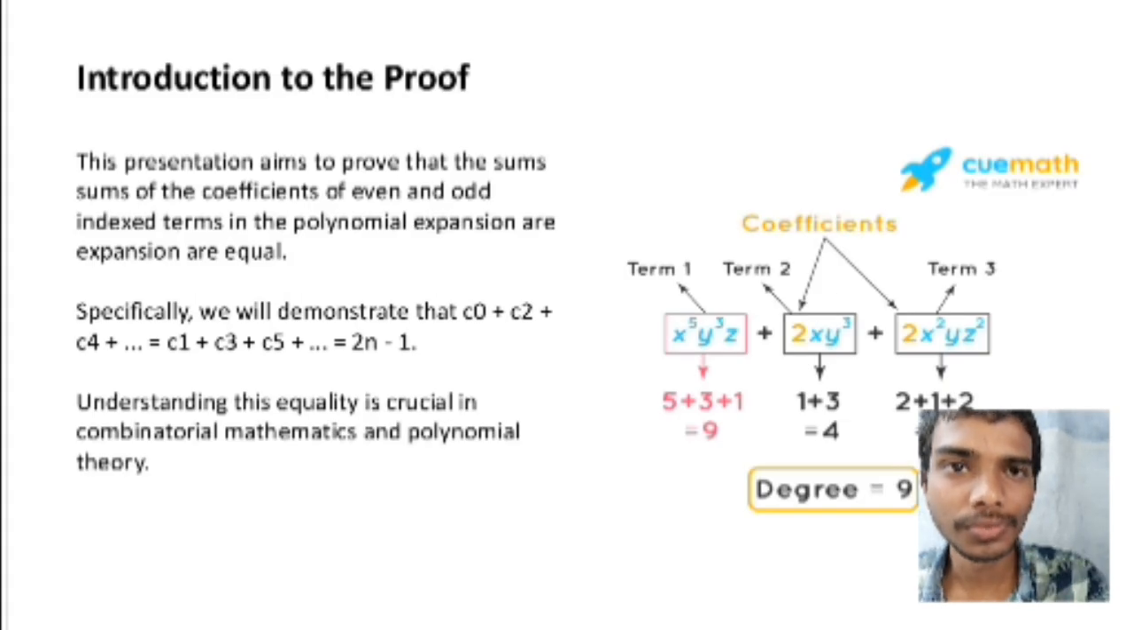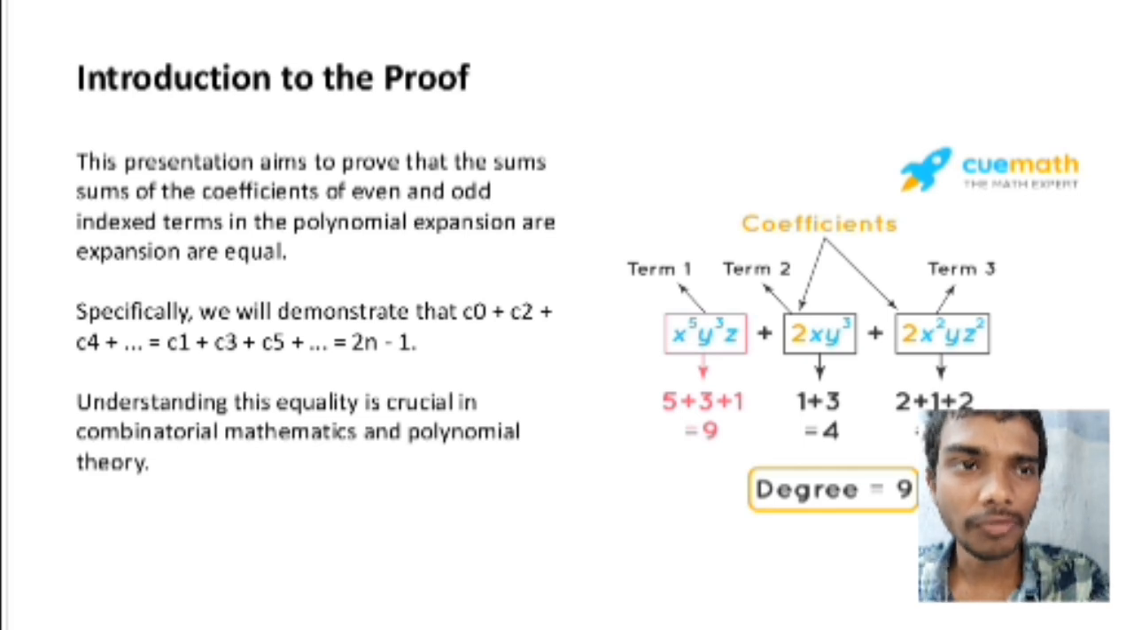Introduction to the proof. This presentation aims to prove that the sums of the coefficients of even and odd index terms in the polynomial expansion are equal. Especially, we will demonstrate that C0 + C2 + C4 + so on is equal to C1 + C3 + C5 + so on, which is 2 power n minus 1. Understanding this equality is crucial in combinatorial mathematics and polynomial theory.